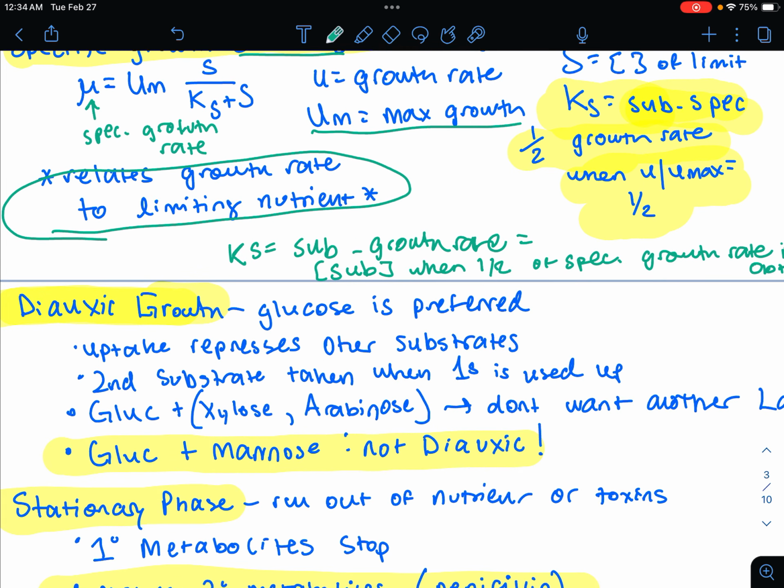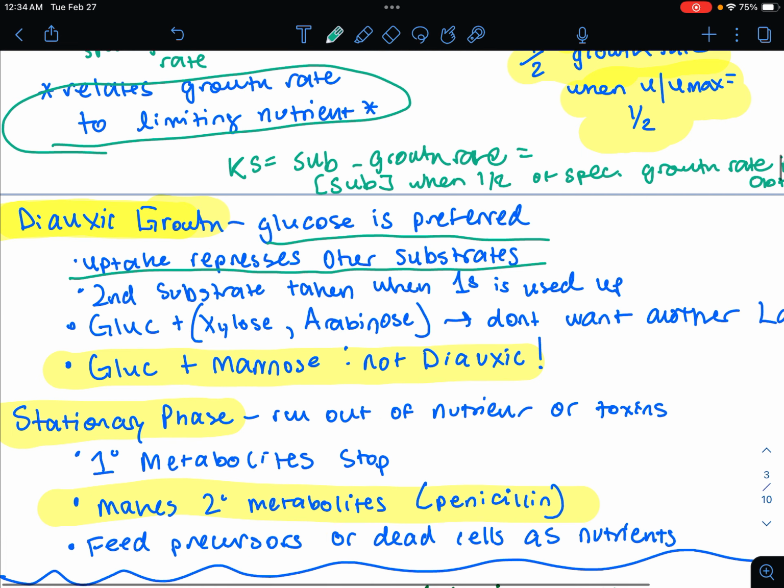In the exponential phase, we also have something called diauxic growth. And so in this, glucose is preferably taken in by the bacteria. The uptake of glucose will repress the uptake of other substrates, such as other carbs. Once glucose is exhausted, the second substrate is taken up. So for example, when we use up all the glucose, maybe the bacteria will take up all the lactose. It will start making the lac operon and getting all those enzymes there for it to use lactose.